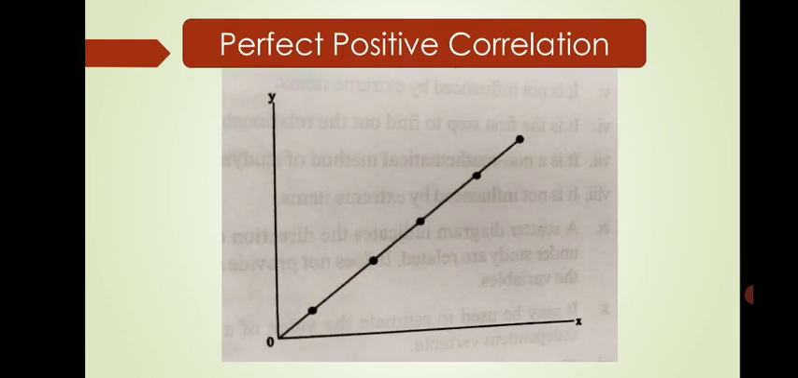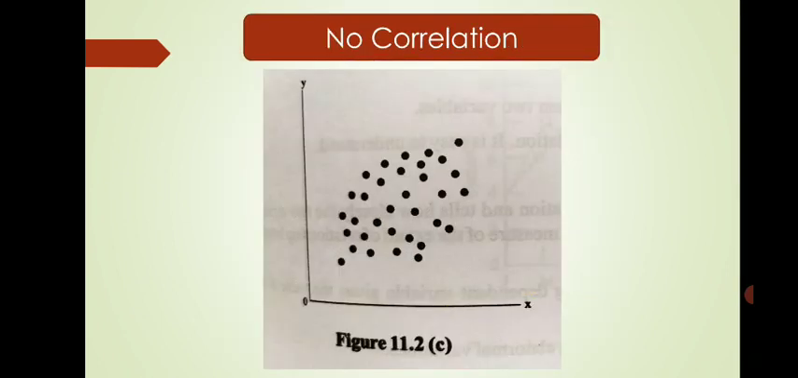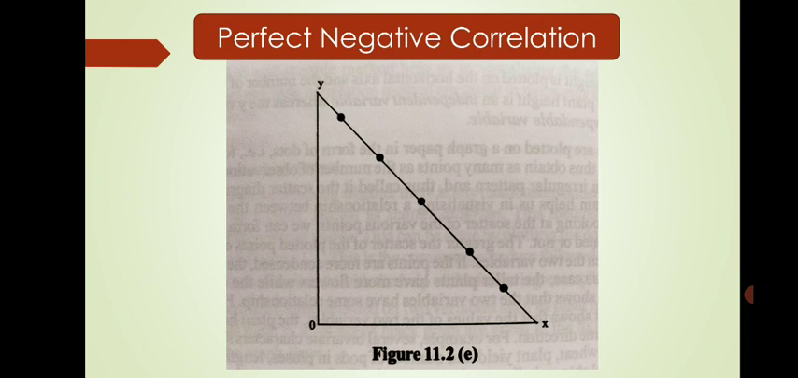In case of perfect positive correlation, both values increase in a perfect way, in exact proportion. This diagram represents no correlation, and lastly it is an example of perfect negative correlation. So this is how correlation can be calculated by a graphic method. In the next lecture we will see the mathematical model for calculation of correlation. Okay, thanks.